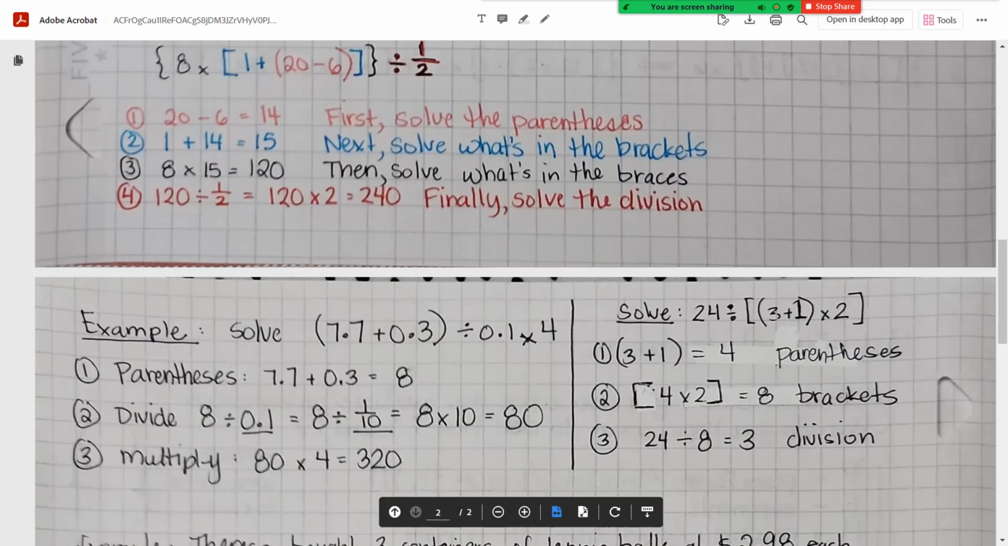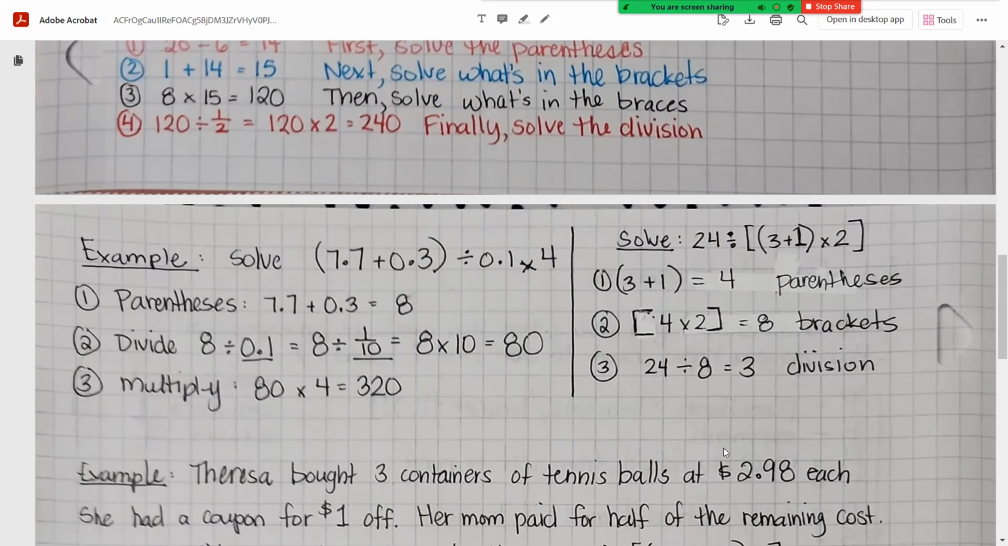24 divided by 3 plus 1 times 2. Now, first I need to solve what's inside my parentheses, the 3 plus 1, which is 4. Then I go out to my bracket. So now I have that 4 times 2 is 8. And then I can do my division. The 24 divided by 8 was equal to 3. So as long as you're doing the steps in the order that they were given to you, you're going to get to your right answer.